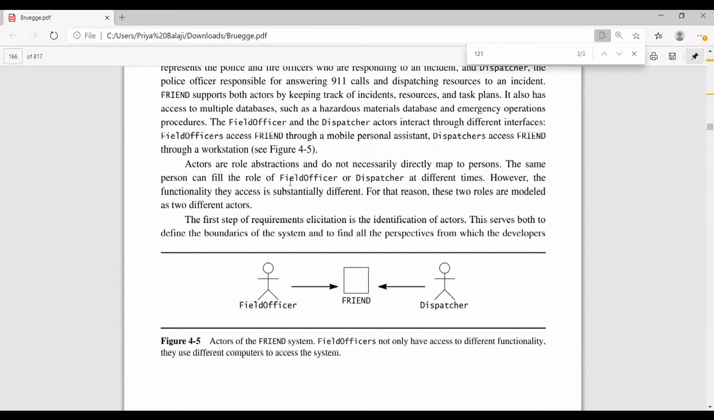So now, if that was the scenario, if that was the use case, or that was the problem you are going to implement in a project, then you have to find out who all will act as actors. So here, the field officer is going to make use of that FRIEND function, and through that he is going to report the emergencies, and this dispatcher is also going to use that FRIEND, through which he will get the information about the incident whatever has happened.